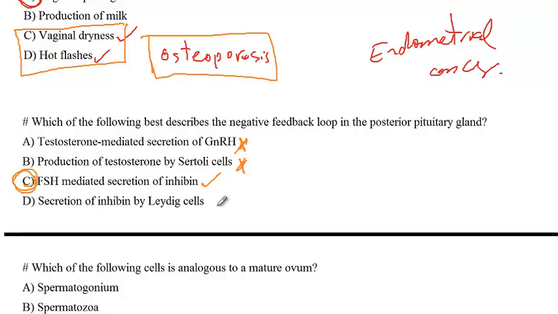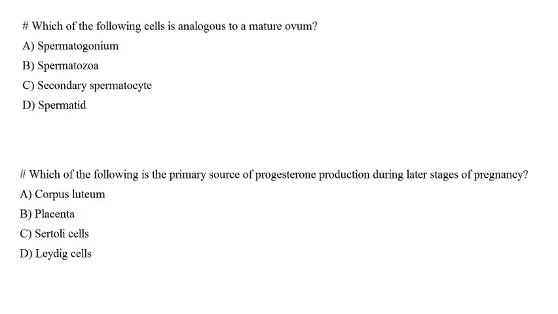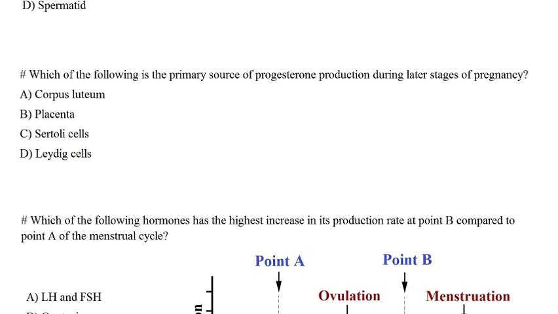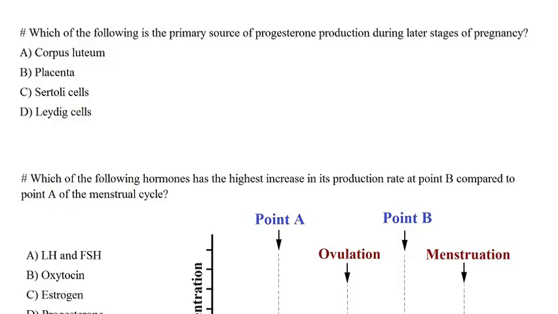And then finally, it says secretion of inhibin by Leydig cells. No, we just discussed that inhibin is being secreted by Sertoli cells. So FSH acts on Sertoli cells to secrete inhibin. All right, now let's move on to the last set of questions. Which of the following cells is analogous to a mature ovum? All right, next question. Which of the following is the primary source of progesterone production during the later stages of pregnancy? So here we are talking after 10 weeks.